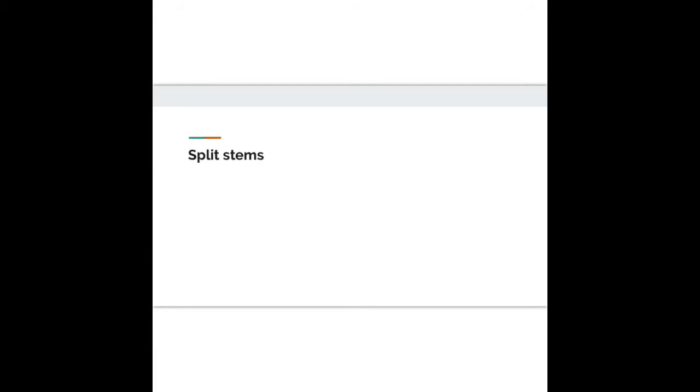A lot of times when you have a stem plot, it may not show much when you have a lot of data in the same spots. So what they do is split the stems at times. So I'm going to split my stems.